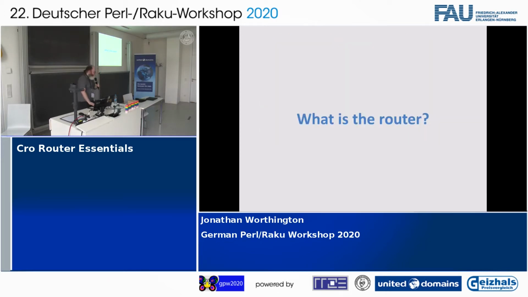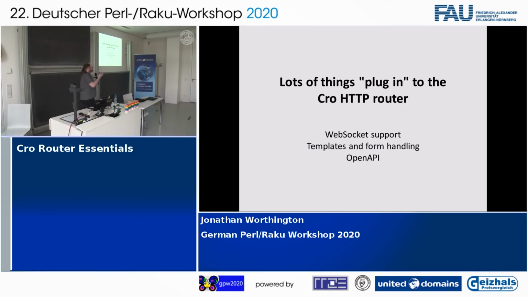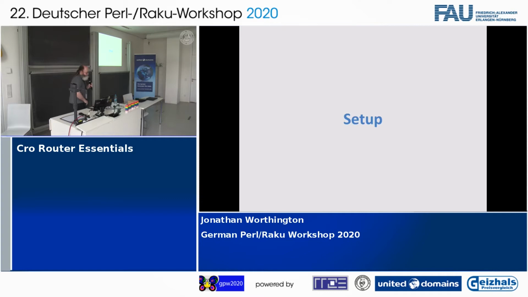And what is the router? What is this all about? So it's the thing that takes an incoming HTTP request and says, okay, this looks like a HTTP request, what should we do with it? And it decides what bit of logic is going to handle that. And it'll potentially apply a lot of rules before that to decide it. Many things plug into the router as well. So things like WebSocket support, things like templating and web form handling and OpenAPI are all built atop of this. So once you're familiar with the basics of it, then you're ready to move on and add all of these extras according to what you need.